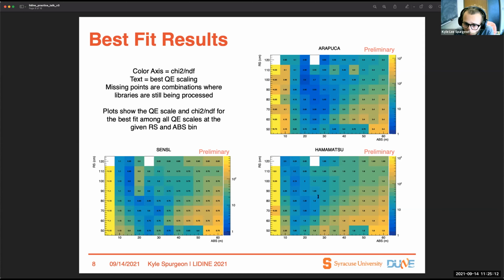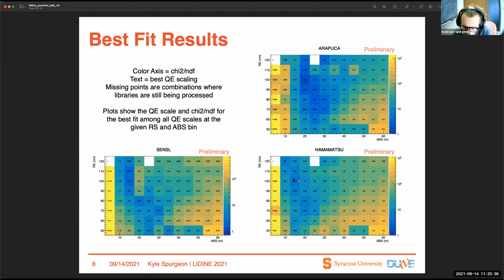And you can see that in the Sentinel double shift light guide array and the Arapuka array, we get pretty clear minimums. For the Arapuka, we get 100 centimeter Rayleigh scattering and something like 20 meters absorption. For the Sentinel, we get 100 centimeter Rayleigh scattering and something like 15 meters absorption. For the Hamamatsu, you could call this a clear minimum. It is the lowest point somewhat clearly.